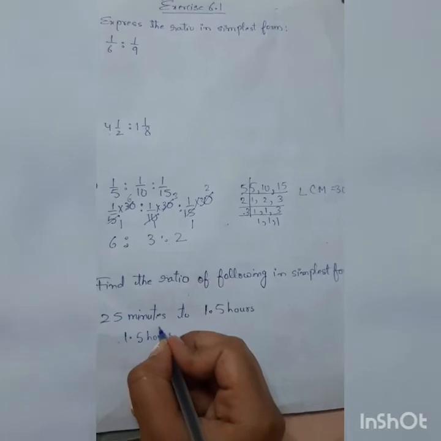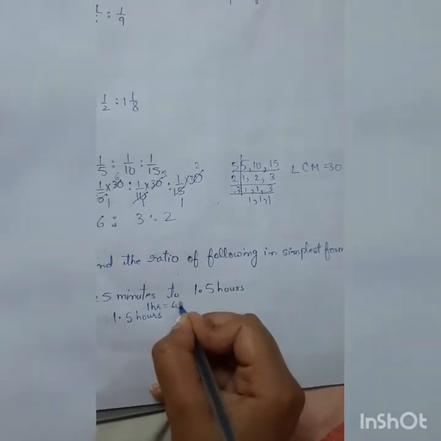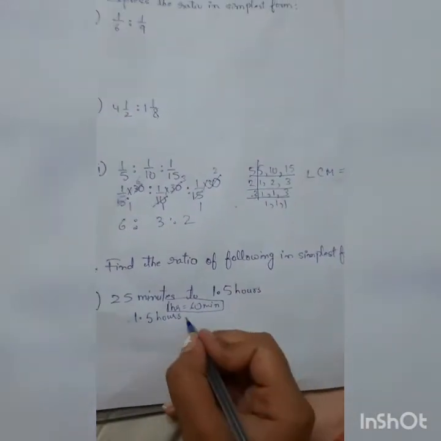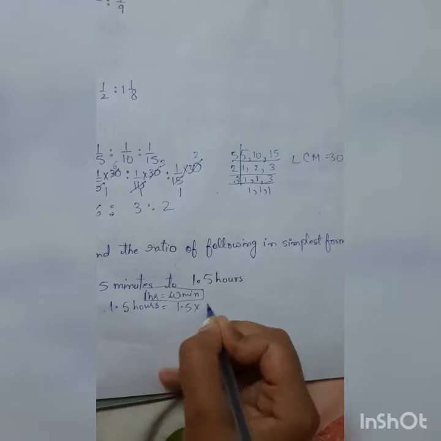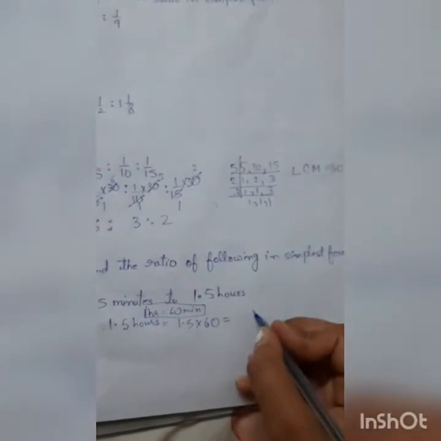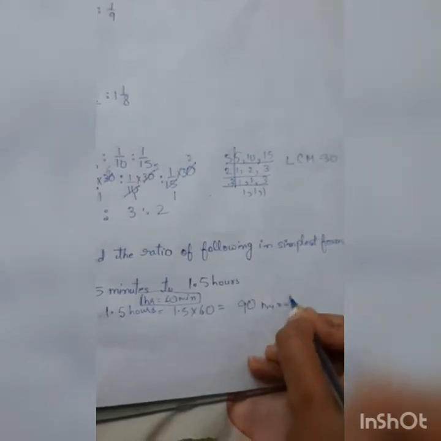I will change this into minutes. Before this I should have written that 1 hour is equal to 60 minutes. So I will just enclose this in a box. 1.5 hours is equal to 1.5 multiplied by 60. If I do the multiplication, my answer will come 90 minutes. You can do it in the rough column.